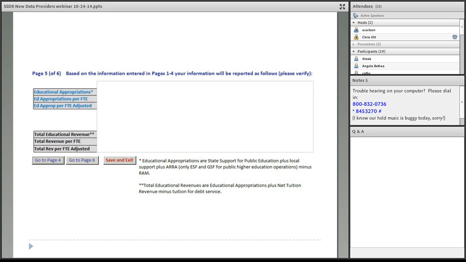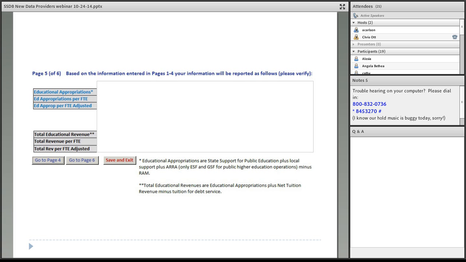So this last page, which looks a little incomplete because there's no data populated in this blank survey that I've been sharing with you, but there would normally be the fiscal years across the top like the other pages. This is like our check page, and this is where we crunch all the numbers within the database that the SSDB feeds into. And for your data, you will see here, once you fill the survey out, what the educational appropriations are and the total educational revenue, and then those numbers per FTE, unadjusted and then adjusted.